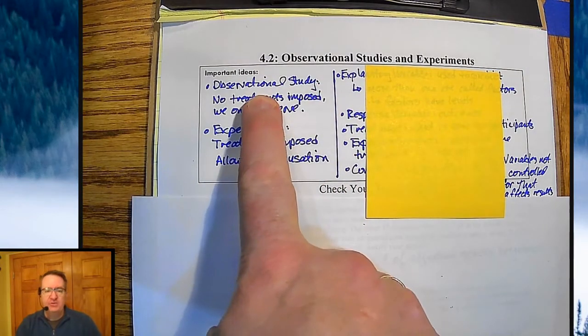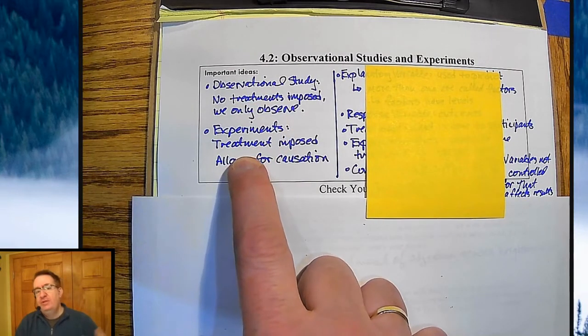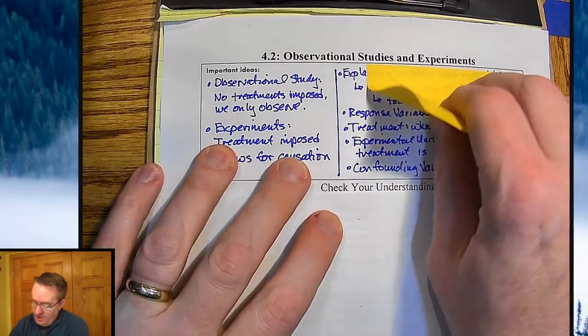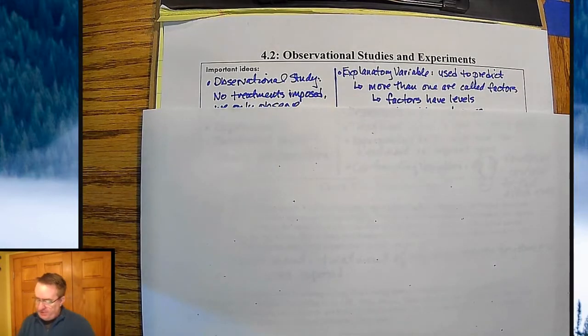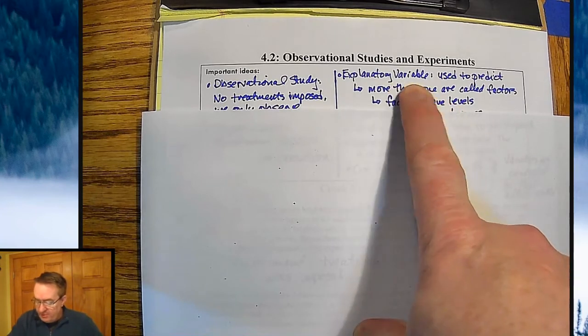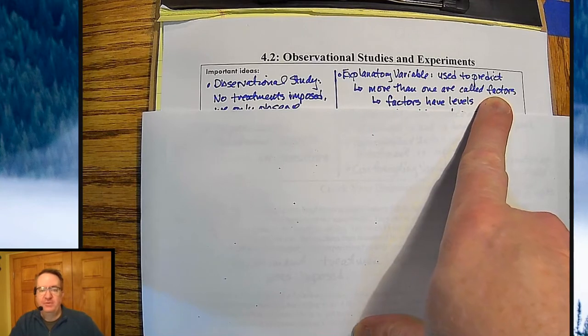So observational studies, you're just watching and making a conclusion about it. Experiments, you are doing something to your subjects or experimental units, and then that will allow you to say what's going on. Now up here, explanatory variables. They're used to predict what's going on, like we talked about. So is taking the SAT course causing SAT scores to rise? Now, if there's more than one explanatory variable, then those are each called factors. And that's kind of what those confounding factors do.